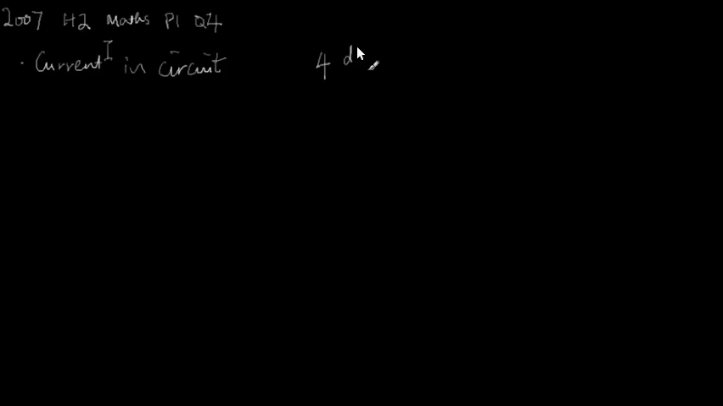dI/dt equals 4 over 2 minus 3I. So the question is to solve this equation for the current.